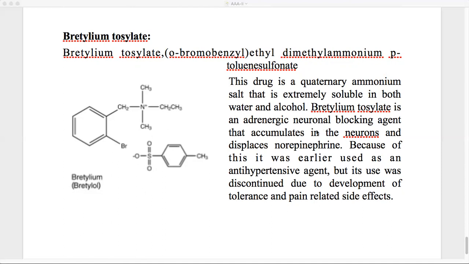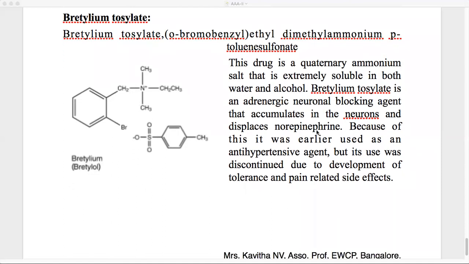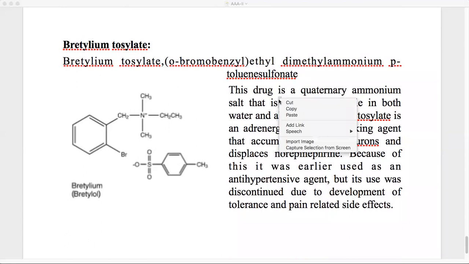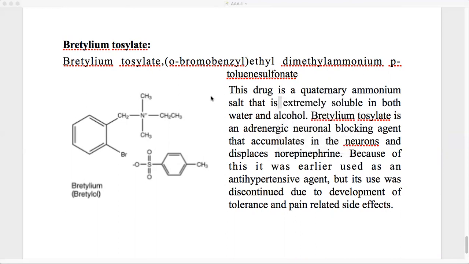Bretylium tosylate is an adrenergic neuron blocking agent that accumulates in the neurons and displaces norepinephrine. Because of this, it was earlier used as an antihypertensive agent, but its use was discontinued due to the development of tolerance and some other pain-related side effects. So it is not much used as an antihypertensive agent, but it is preferred as an anti-arrhythmic agent.